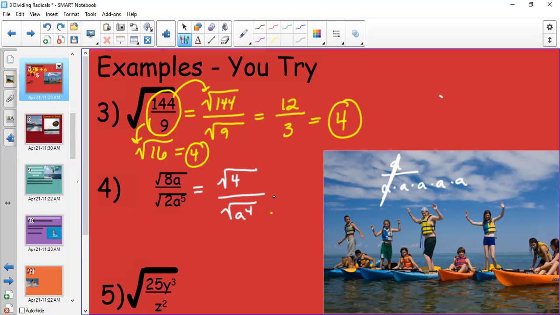And after I'm done simplifying, I'm going to square root each one separately. So the square root of 4 is 2. And the square root of a to the 4th, how many pairs do we have? We have 2 pairs, so a squared. That would be our final answer on number 4.